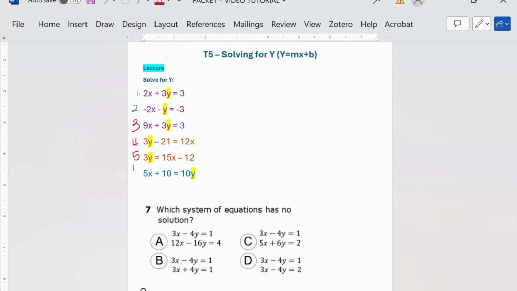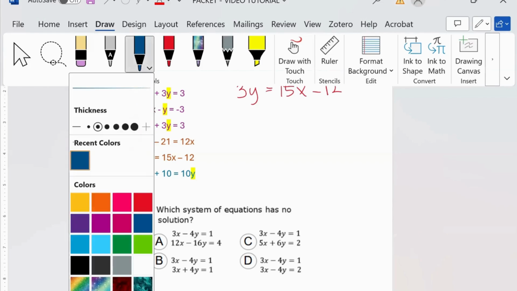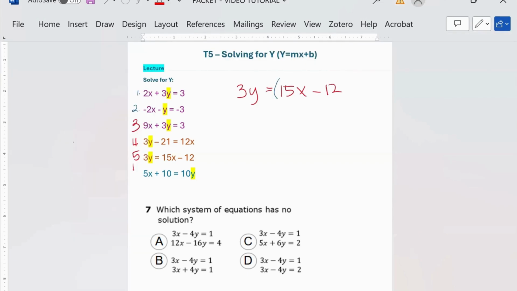Number 5. So this is simpler than the first 4 problems that we did. This is just one step, okay? I'm still going to apply my strategy. If I see an equal sign, I'll put a parenthesis, and I close it by parenthesis. I don't need to do the minus, it's already here. And then now all I'm going to do is divide by positive 3.